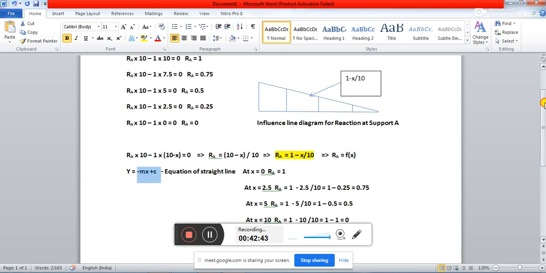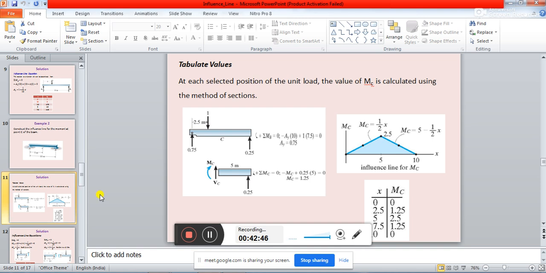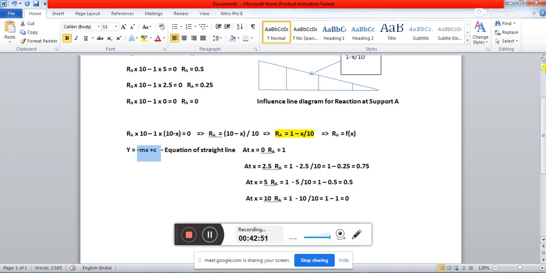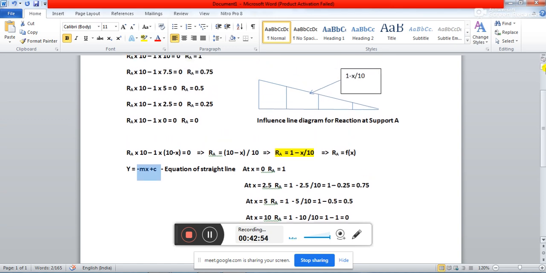But as you have observed, if you want to calculate it step by step, the process becomes a little bit cumbersome. Instead of that, if we can represent the moments also using the value of x, so the moment can be represented by a function of x, then it will be very easy to get the influence line diagram for bending moment at C. Okay, now let's see how you do it.